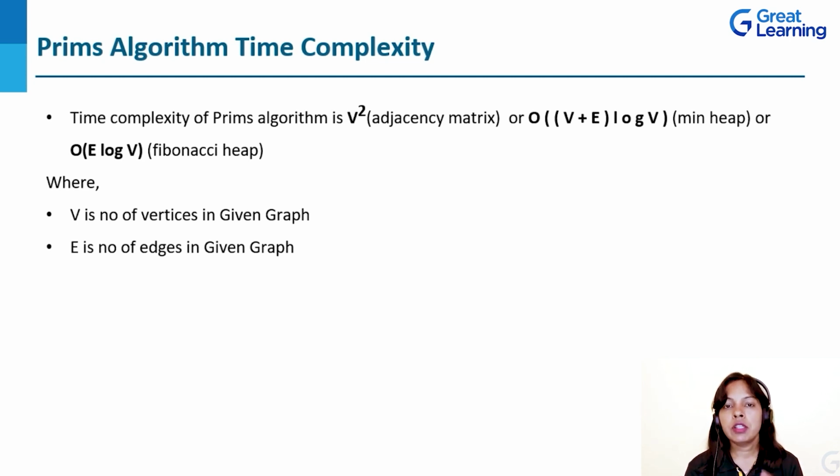And finally, these two for loops play an important role in figuring out the total time complexity of Prim's algorithm, which was V square. Similarly, Prim's algorithm can be implemented using min heap as well as Fibonacci heap. In that case, these are the time complexities for it. So this was all about your Prim's algorithm time complexity.